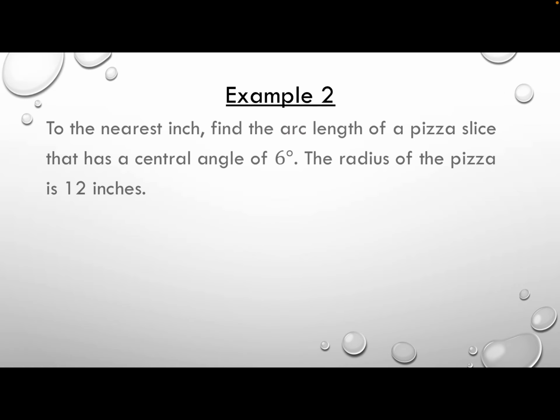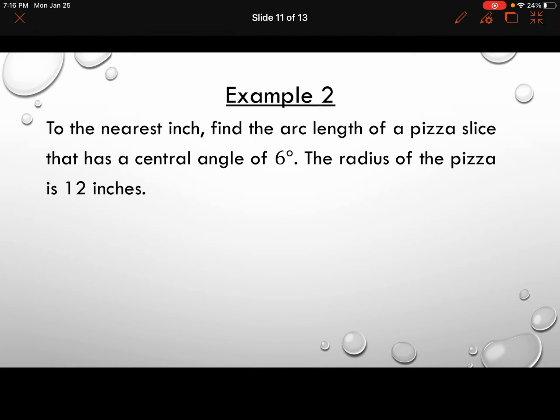All right. Example 2. To the nearest inch, so now let's look at a circle. That's not just a circle, but it's actually a pizza. So to the nearest inch, find the arc length of a pizza slice that has a central angle of 6 degrees. The radius of the pizza is 12 inches. Okay? So we're trying to find arc length. We know the radius is 12, but we have 6 degrees. And in order for us to plug in the angle into the formula, it has to be in terms of radians.